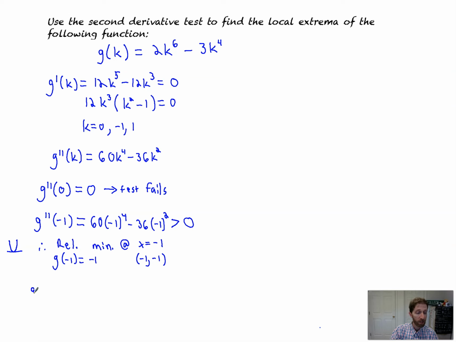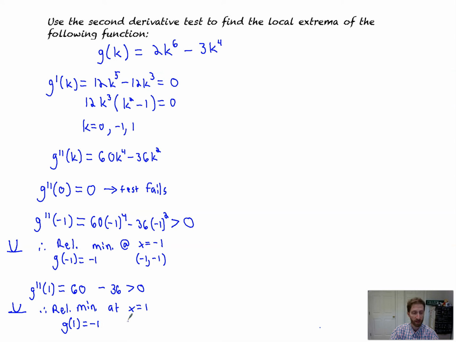Okay, let's test it again. G double prime at 1 now. Well, that's going to be equal to 60 minus 36, using the second derivative, which again is greater than 0. So we're concave up. We got a horizontal tangent line, concave up. So we again have a situation like this. And that would therefore be a relative minimum at x equals 1. Now, what is the point there? G of 1 is going to be actually the same point. It'll be still 2 minus 3 when all the dust settles. It's the same y value, I should say. So, relative minimum at 1, -1.